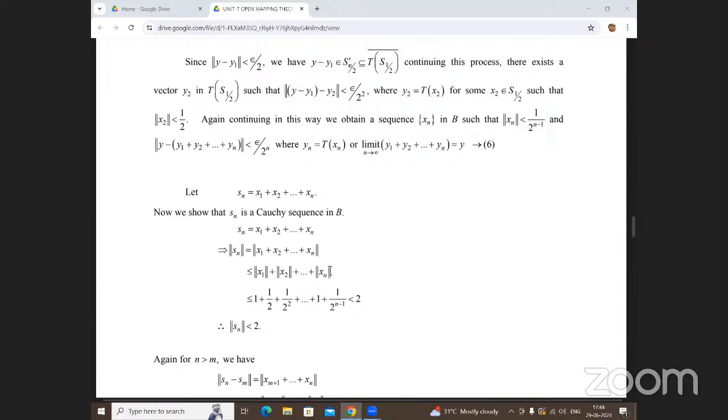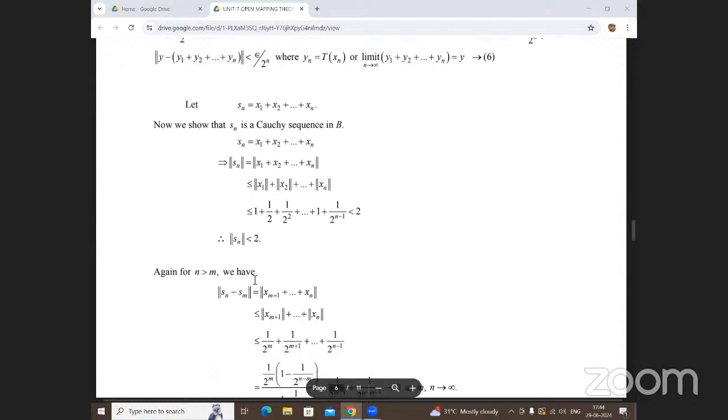1 plus 1 by 2 plus 1 by 2 square plus so on. The norm of Sn is less than 2, because through the geometric series this value is equivalent to 1 plus 1, that is 2. So norm Sn is less than 2.